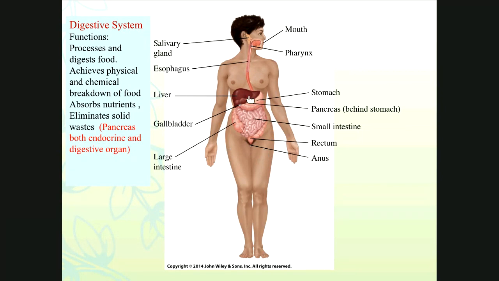So the pancreas sits behind the stomach, and it has both endocrine functions and also digestive functions. The pancreas will release pancreatic juice into the duodenum, which aids in further digesting the food that is being processed through the digestive system.